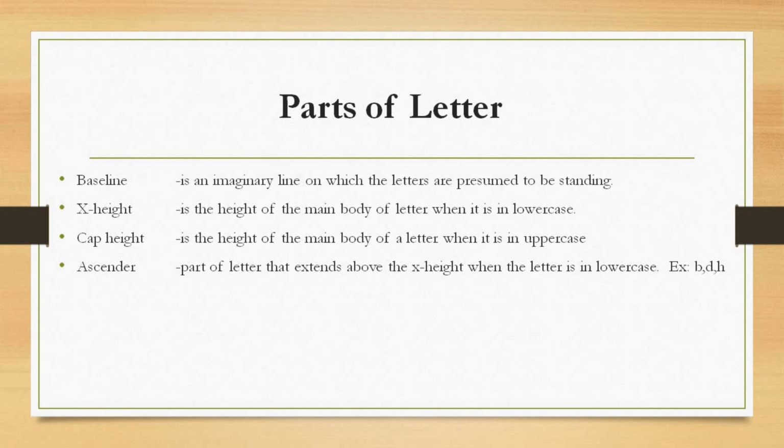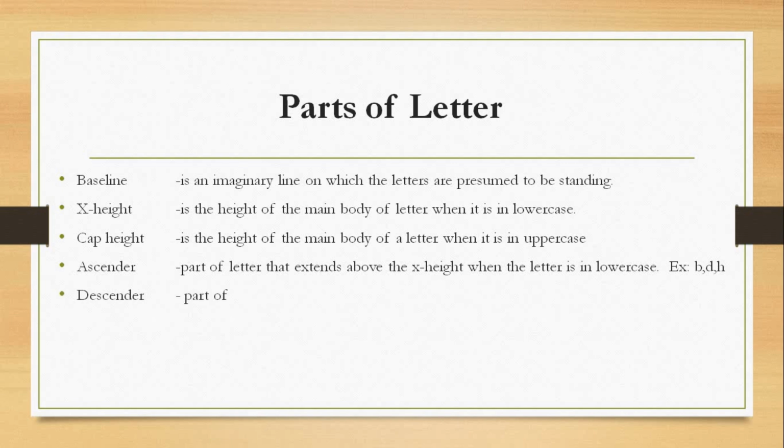Suppose I want to know the height of the main body of this letter. This is called X height. When it is in lowercase, the main height of these letters is called X height. And what is ascender? The part of the letter that extends above this X height. Say, when you consider this B, you have a portion above the X height. That is called ascender. So the part of a letter that extends above the X height when the letter is in lowercase is called ascender.